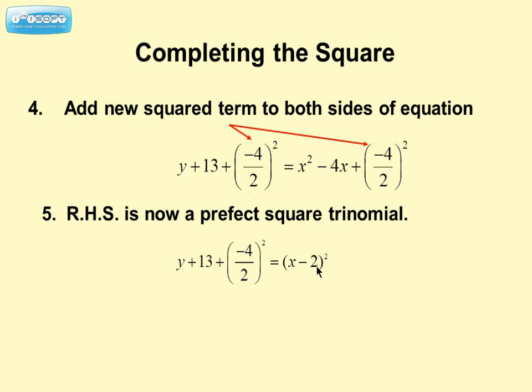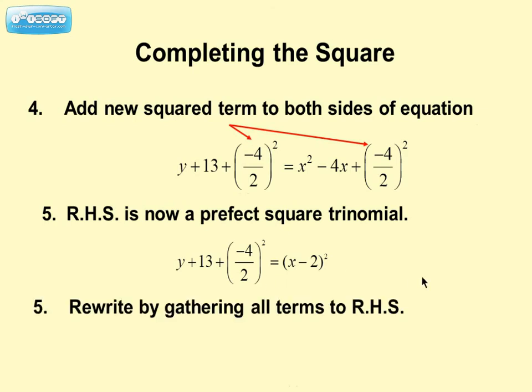2 equals negative 2. We will now take the remaining terms on the left-hand side and we will gather them and move them to the right-hand side. So we've added 13 plus (negative 4 over 2) squared to obtain 17. Move it to the right-hand side, it's negative 17. We now have our quadratic in vertex form.